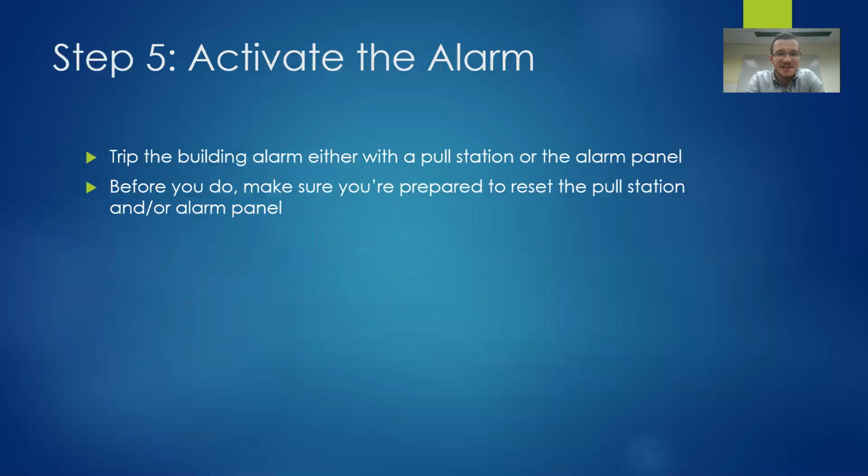So step 5, this is the easy part. You want to activate the alarm. So you can do this either at the pull station or directly at the fire alarm panel. But before you do so, make sure you're prepared to reset the pull station and or alarm panel. So make sure you're familiar with how to reset the alarm when you're done with the drill.